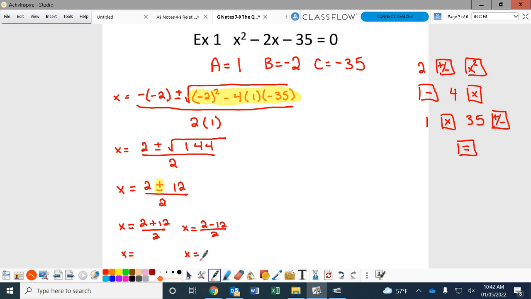So 2 plus 12 is going to put you at 14 over 2. What's 14 divided by 2, guys? 7. There's your first answer. 7. You do the same thing on the other one. 2 minus 12 is going to give you negative 10. And negative 10 divided by 2 puts you at negative 5.